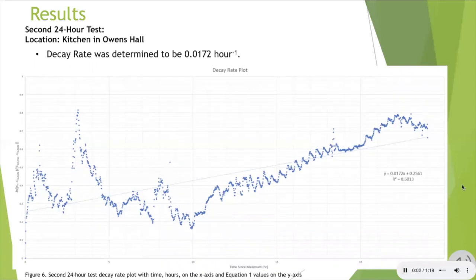The second 24-hour test was conducted in the student kitchen within Owens Hall. The maximum concentration within this dataset occurred at the beginning of the 24-hour period with 1,740 parts per million. This concentration is considered poor air quality and is suggestive that there may be high risk of COVID-19 transmission. Over the 24 hours following the maximum, the concentration overall trended downward, or rather decreasing carbon dioxide concentrations.